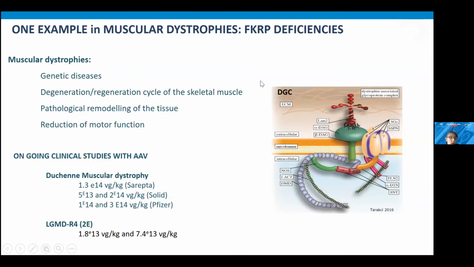In the case of Duchenne, in fact, the cause of the disease at the genetic level is a deficiency in dystrophin. The protein is here, and there are a number of different proteins that are associated with this protein, which we call the dystrophin-associated complex. There are a number of structural proteins, but there are also proteins that participate indirectly in the generation of this complex by modification at the enzymatic level. And today I would like to speak specifically about FKRP, which is a protein that participates in the secondary or post-translational modification of another protein, which is alpha-dystroglycan here.